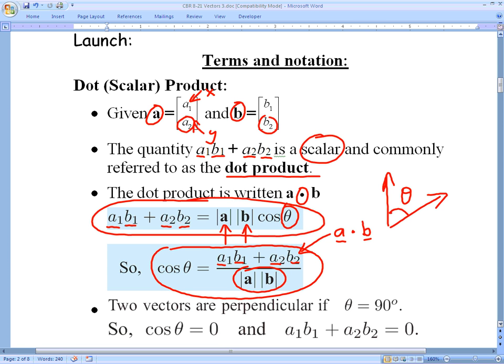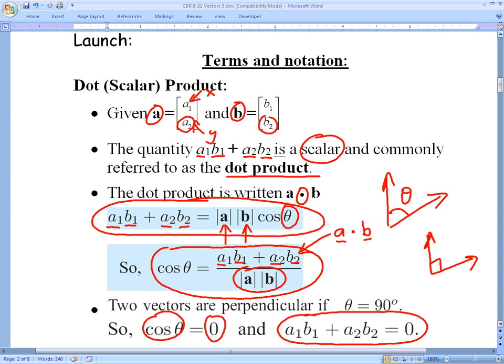The nice thing about this is often we're trying to find right angles or perpendicular vectors. Again, two perpendicular vectors are ones that form a 90-degree angle. And we know that they're perpendicular if the dot product equals 0. The reason for that is because the cosine of 90 degrees, or the cosine of pi over 2, always equals 0.